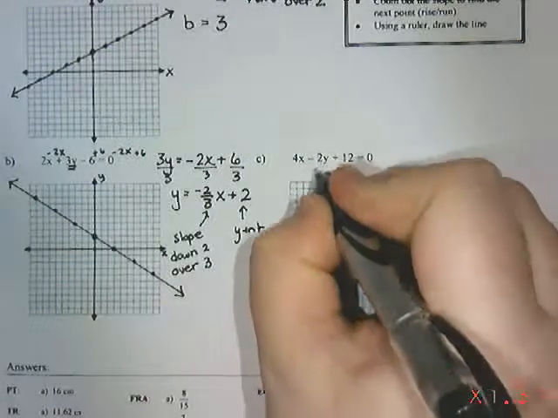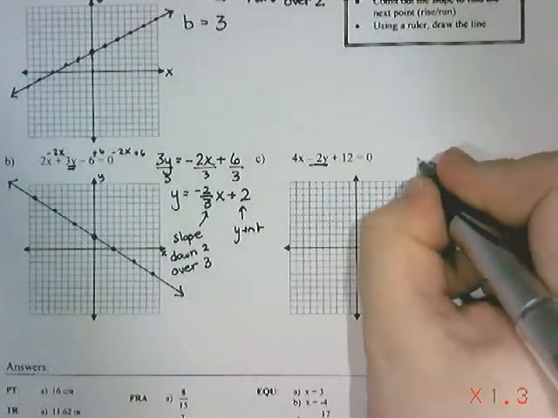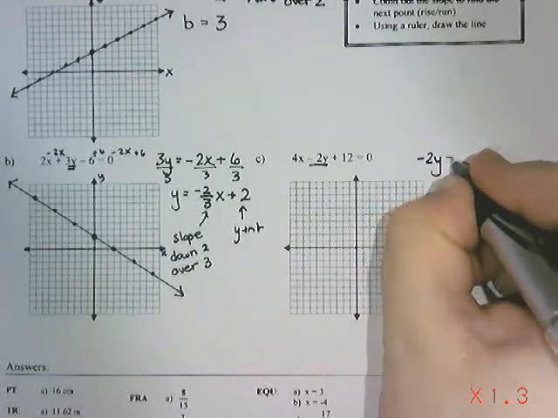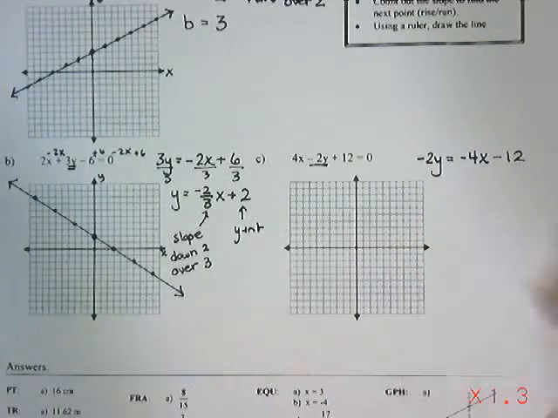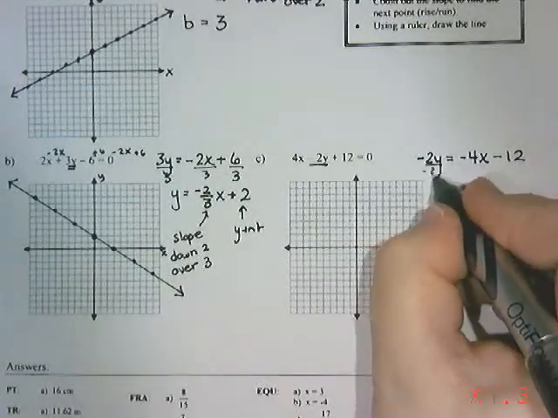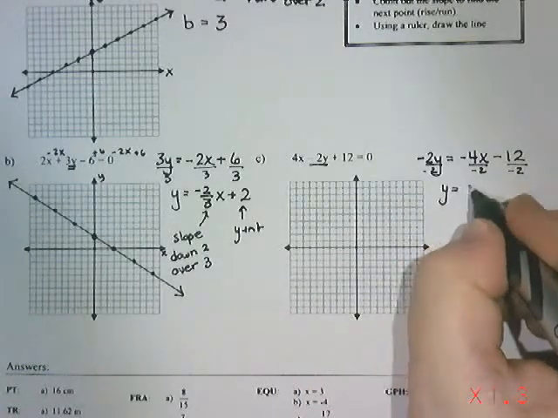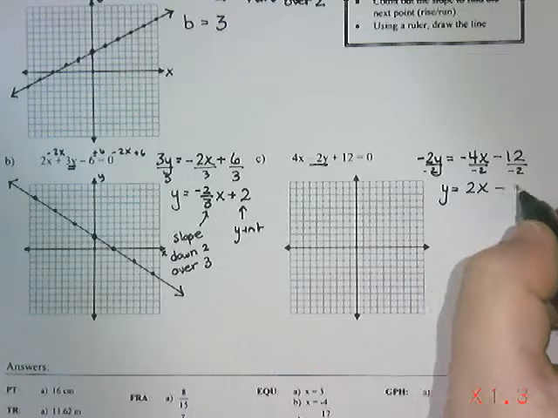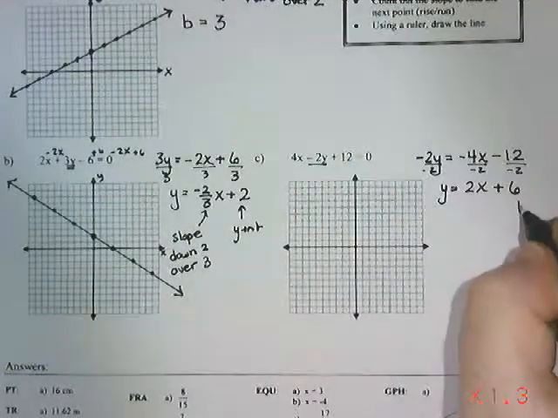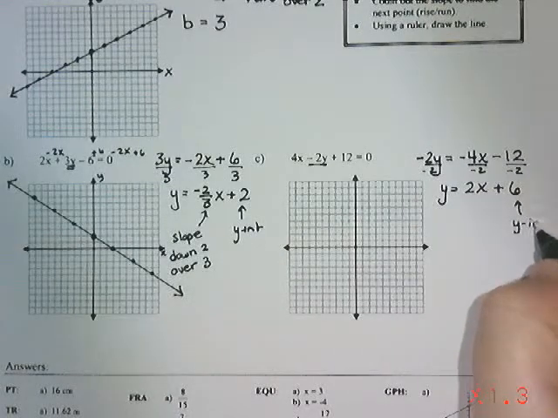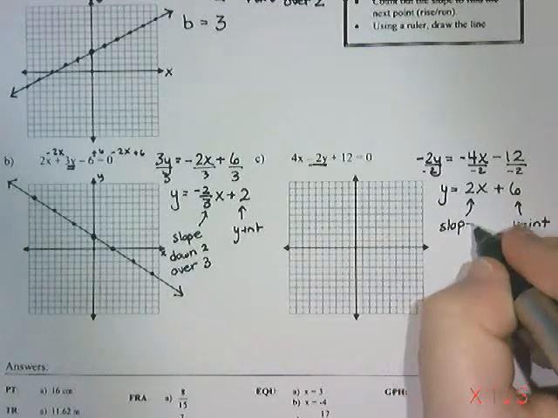So I'm going to rearrange. We're going to get that 2y by itself. Actually, I want to get just y by itself. But I'm going to get negative 2y equals negative 4x minus 12. And then divide everything by negative 2. So I get y equals 2x plus 6. So my y-intercept is 6, and my slope is 2.